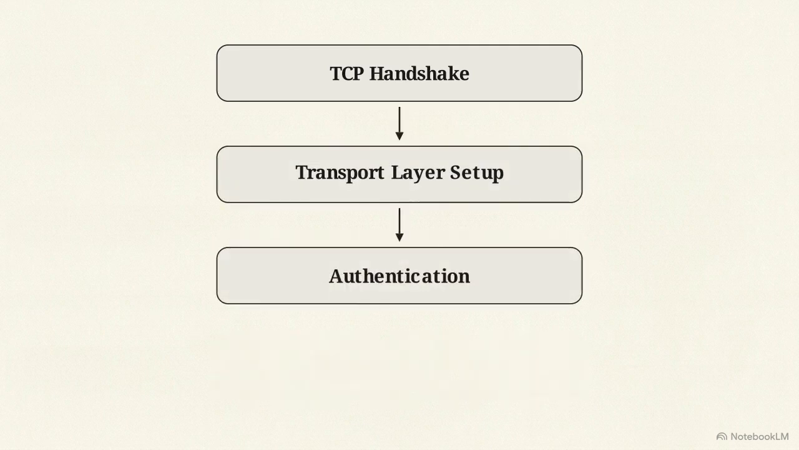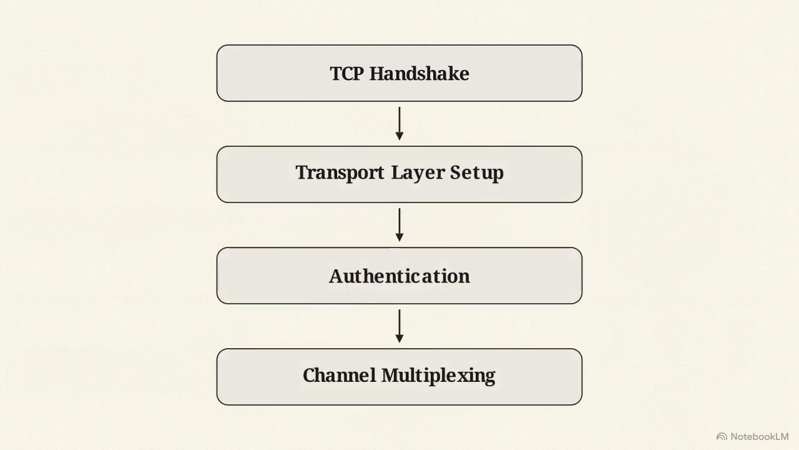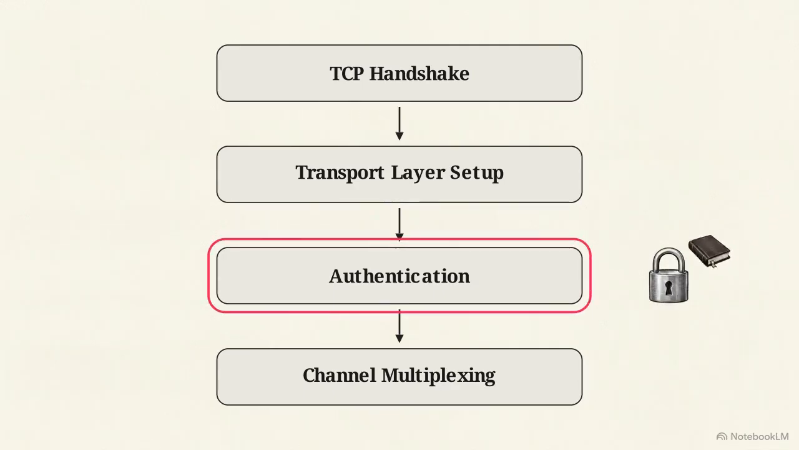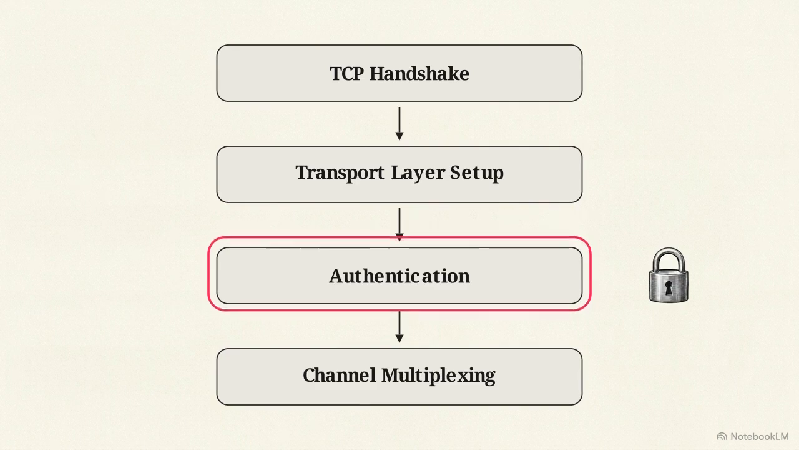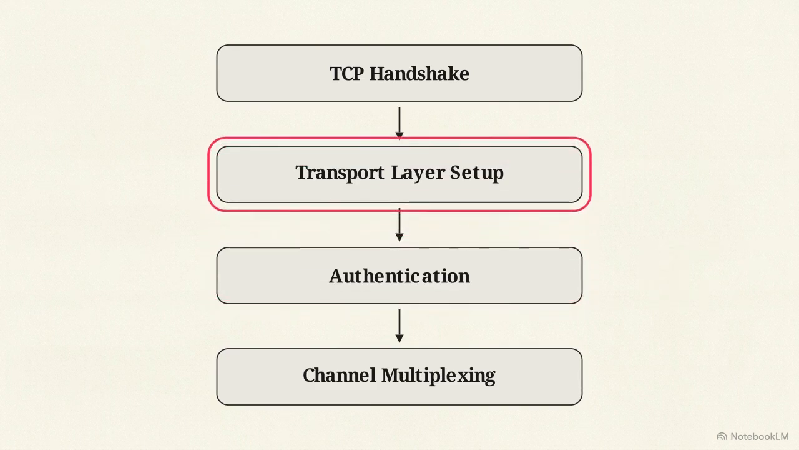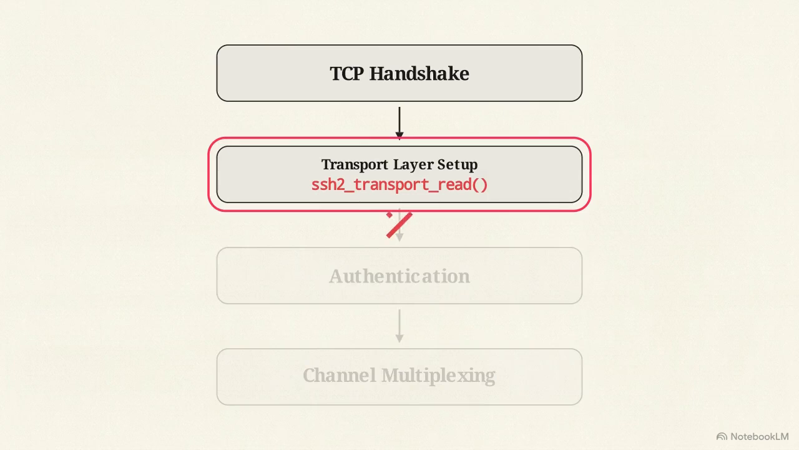This sequence diagram outlines the chronological phases of a standard SSH connection: the TCP handshake, transport layer setup, authentication, and finally channel multiplexing. Most SSH-based attacks, like credential brute forcing, target the authentication phase. This vulnerability targets an earlier phase. The flaw sits inside SSH2 transport read, executing during transport layer setup. Because the exploit triggers here, later connection stages are never reached.